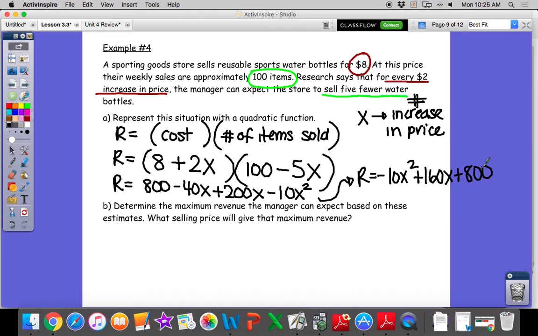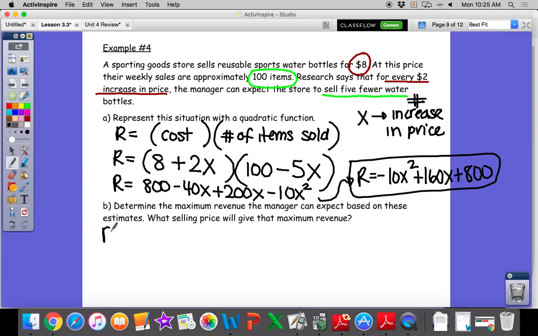For B, it says they want us to determine the maximum revenue the manager can expect based on these estimates. What selling price will give us the maximum revenue? Something that would be useful is to change this into vertex form. Because if we can see vertex form, we can determine the maximum revenue and when that happens. Okay? So our next step will be changing that to our vertex form using the completing the square method.